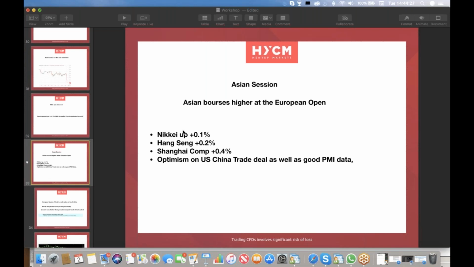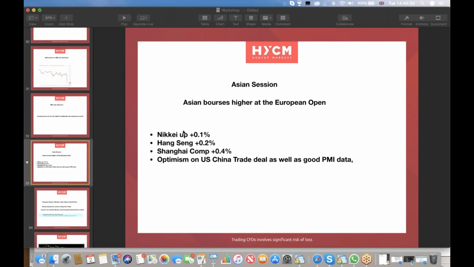Okay, the Nikkei, the Hang Seng, the Shanghai Comp were all up on a Monday overnight. They were up last night, Tuesday, and the optimism on a US-China trade deal is a good buoying impact into the market.